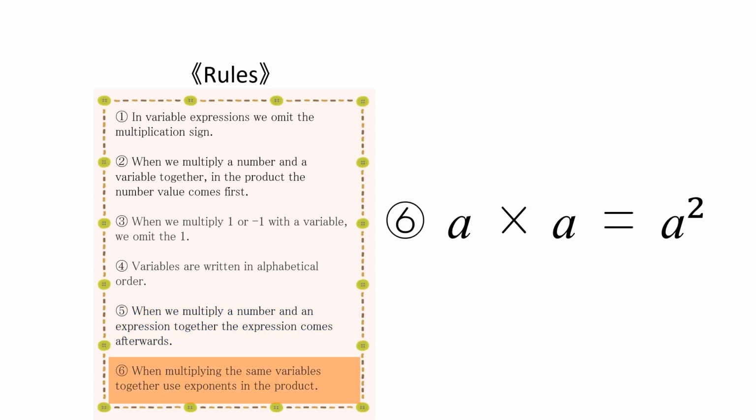The sixth rule is that when multiplying the same variables together, use exponents in the product. A times a becomes a squared.